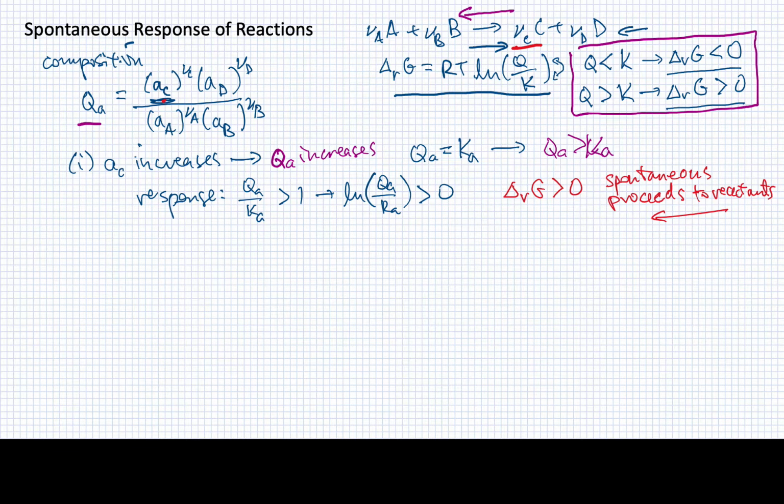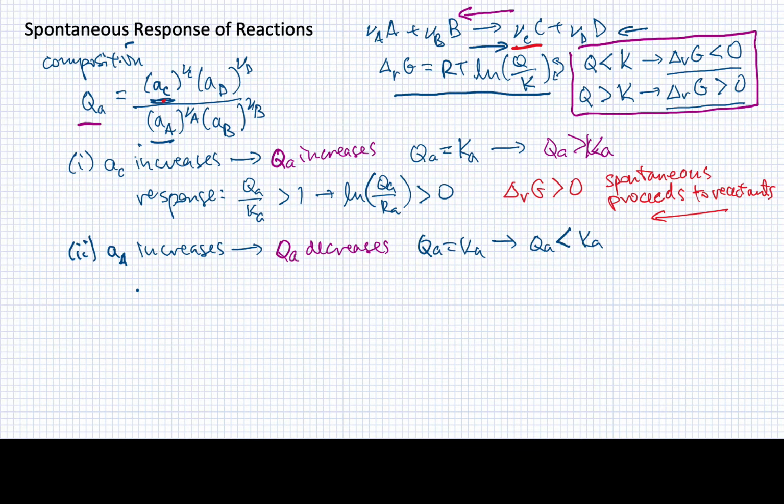All right, just to sort of tie this down, what if instead I increase the A component? So I'll say that the activity of A increases with all the others staying the same. All right, in this particular case, I'm increasing the denominator of Q. So that means that QA is going to decrease. So I went from QA is equal to KA to a situation where QA is less than KA.